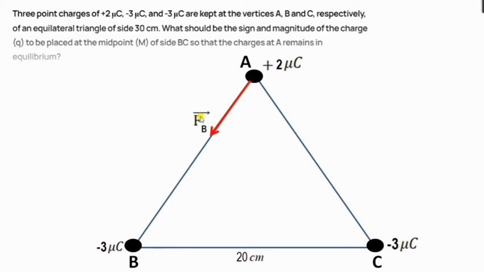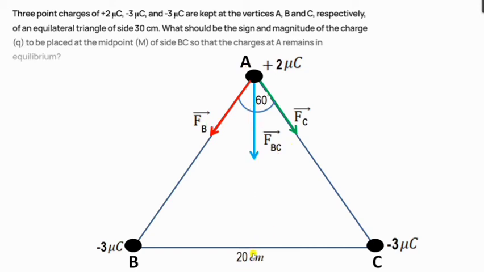So I'm just writing FB, and similarly this minus 3 microcoulomb will try to pull this positive charge, so let the force be FC. So the forces are downward. Now you can see we can find the resultant of these two forces. The angle between them is 60 degrees because the triangle is equilateral, so the resultant force will be in downward direction. I'm writing the name FBC for this force.